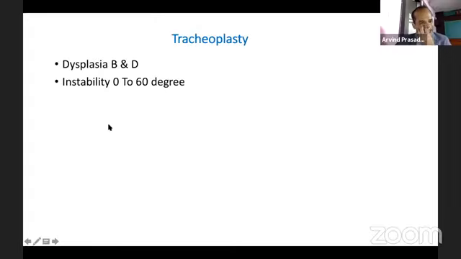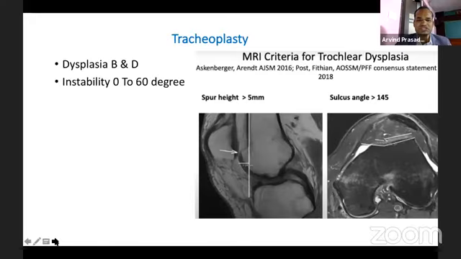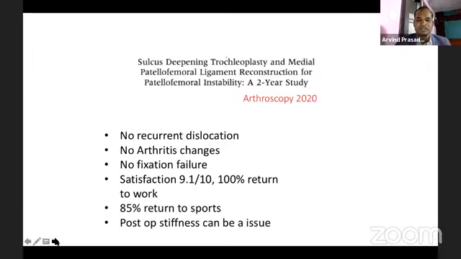Next is trochleoplasty, usually indicated in type B and type D. Because of this, instability will usually be in 0 to 60 degrees of flexion. And this is the recent MRI classification. The spur should be calculated, and if it is more than 5 millimeter or the sulcus angle is more than 145 degrees, surgery should be done for trochleoplasty. This is the recent literature in 2020, with 2-year follow-up: almost 100% return to work with 85% return to sports, no arthritic changes, but it was only a 2-year study.